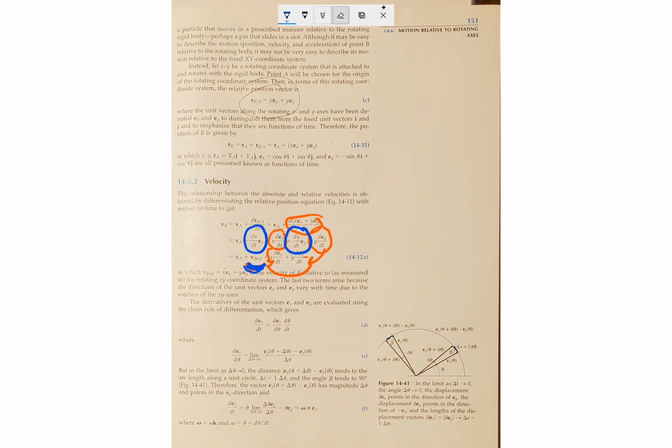All right, well, let's look at the explanation down below. The velocity of B relative is equal to x dot e sub x plus y dot e sub y, and is the velocity of B relative to the rotating xy coordinate system. Okay, so this is the movement of that pin in the slot relative to the rotating disk.